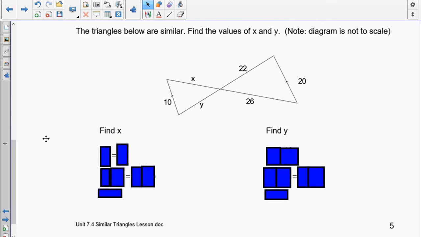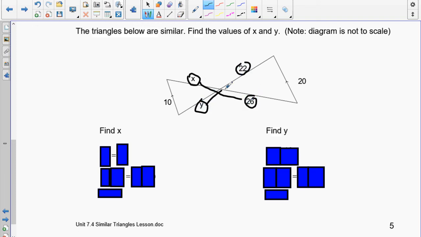Now we saw earlier that when you see a crossover like this, we have certain pieces which match up, right? So we know that this x matches up with this 26. We know that this 22 matches up with the same line of y. And that just leaves the last two, which are pretty straightforward. They are the 10 and the 20. So we want to find the value of x.